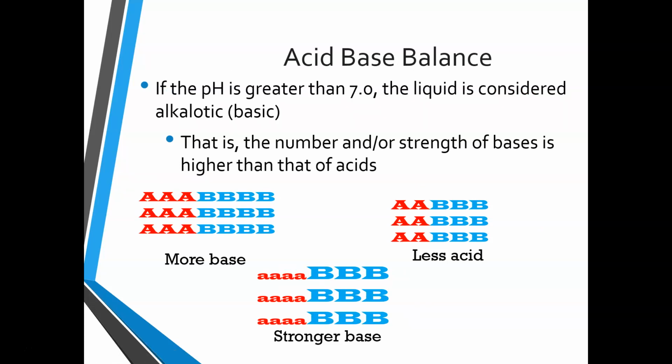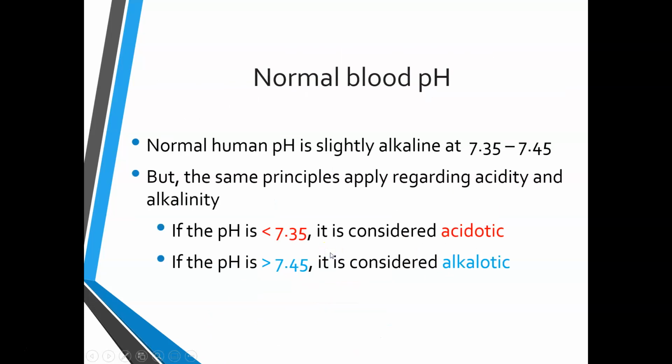If the pH is greater than 7, the liquid will be considered alkalotic or basic. That is, the number and or strength of the bases is higher than that of the acid. So you see here there's either going to be more base represented, or less acid that's relative to bases, or if a stronger base is present.